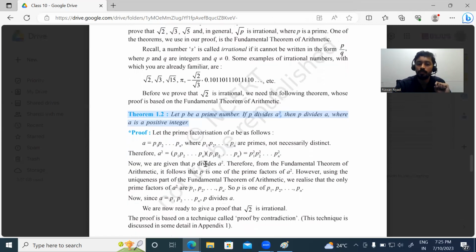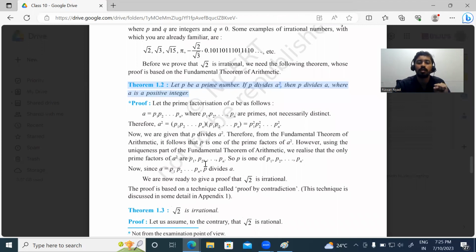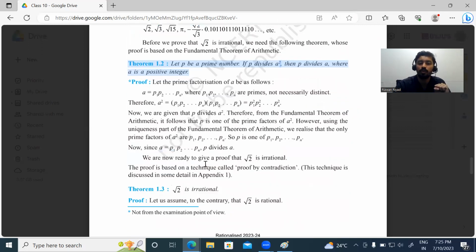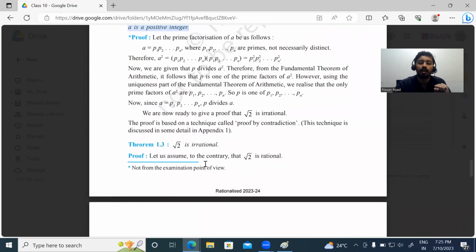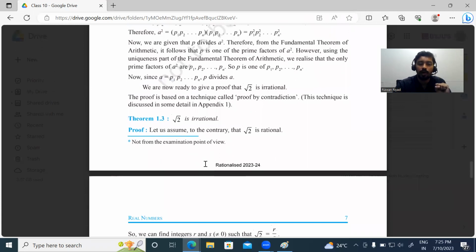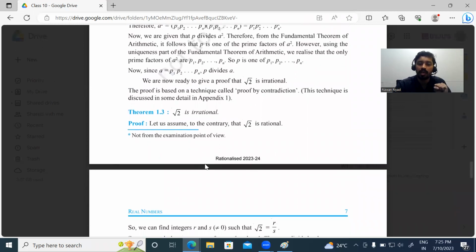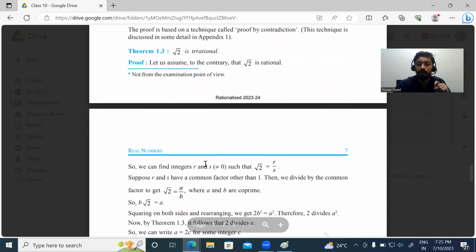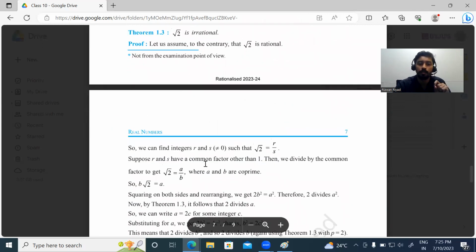The proof of this theorem you can see here, but that is not important from your exam point of view, so I'm not discussing it here. You can go through that. Next, after that you can see theorem 1.3, root 2 is irrational. You can see the proof below. It's a solved one. Below that you can see the entire proof.